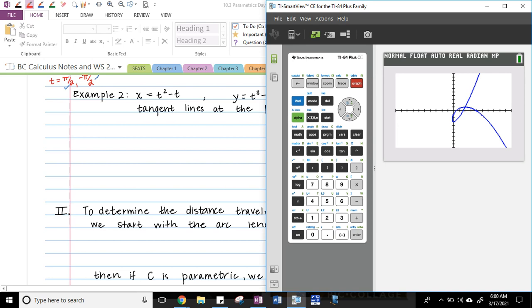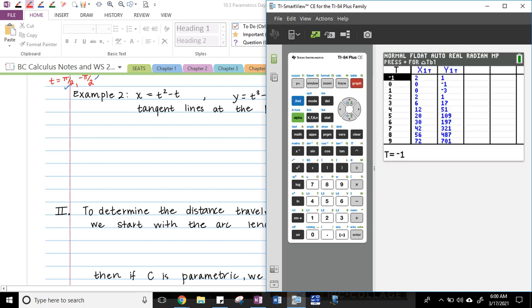Now I can see that the graph crosses itself. It looks like that's happening at (2, 1). And remember, (2, 1) might not show up on my table. Maybe it will. Oh, actually it does. (2, 1) does show up on my table, so that's kind of nice. But it might not have if the value for t was something that wasn't an integer. So I can see that there are two values: t equals negative 1 and t equals 2.